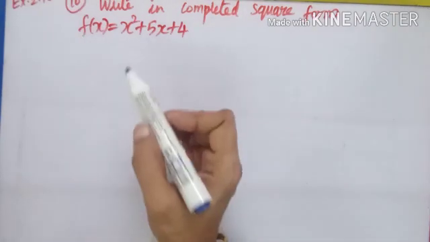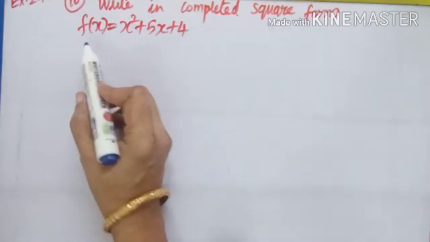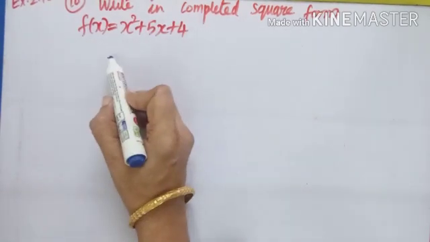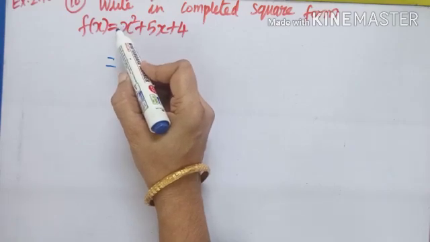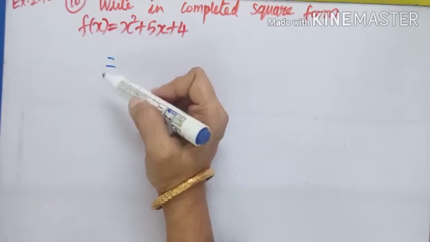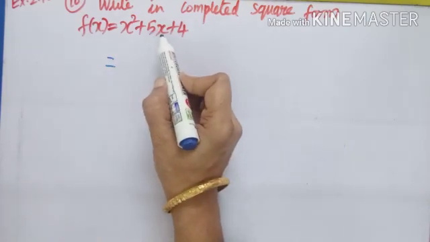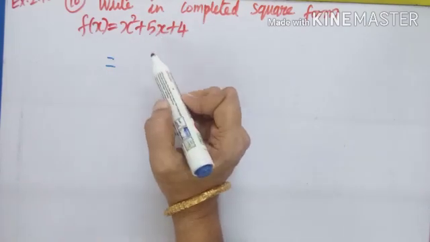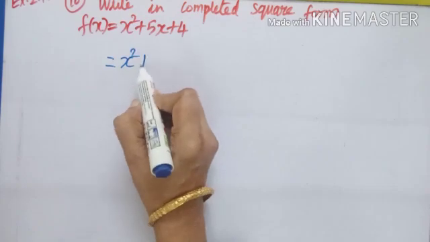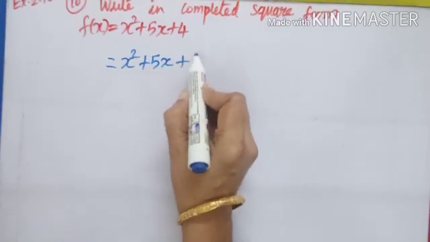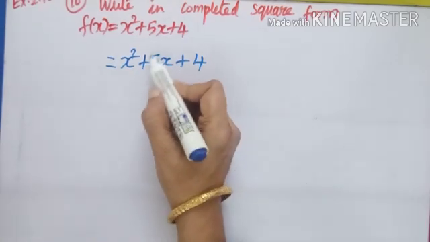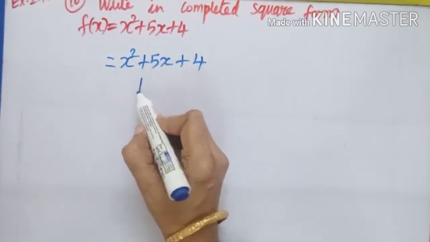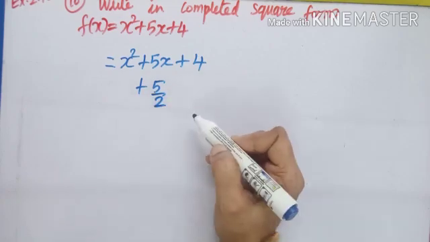Question number 10. Write in completed square form. F of x is given like this. What we do? First, let me check x square has coefficient 1. Second step, whatever number is with x, that is 5, divide by 2. So, x square plus 5x plus 4, the given question. With this, whatever number is here, divide by 2. So, I get 5 by 2.